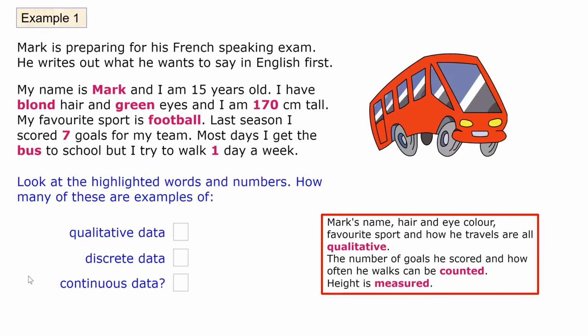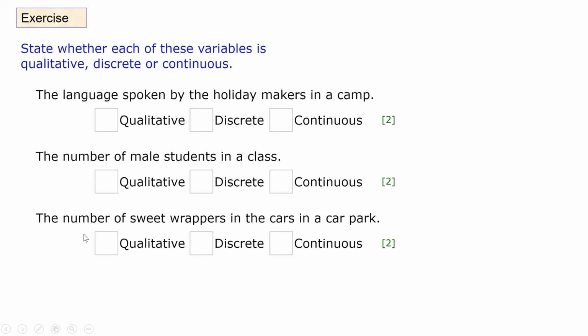So we've been through an example. Next up then, a chance for you to try out an exercise. So what I'd like you to do is to pause the video, take a few moments to try out and distinguish which type of data are each of these 3 exercise questions here, and then when you're ready to mark your answer, press play and I'll be going through the answers with you.